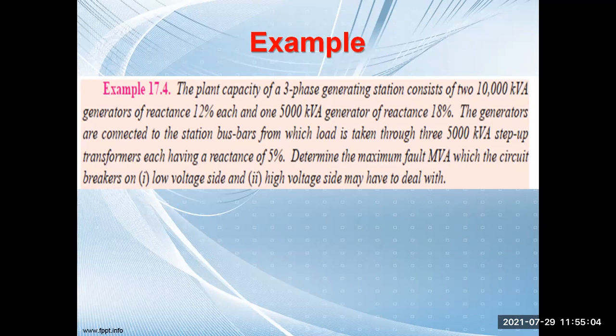So there are two 10,000 kVA generators, reactance value is given, and there is another generator which is 5,000 kVA, and the reactance is given, it is 18%. Now these generators are connected to a station bus bar. It is connected to a common bus bar, and from there are three 5,000 kVA transformers. The reactance of that particular transformer is 5%. You need to calculate what is the maximum fault MVA, that is on the low voltage side, and second is on the high voltage side.